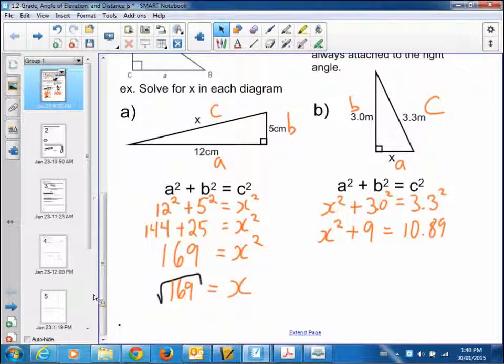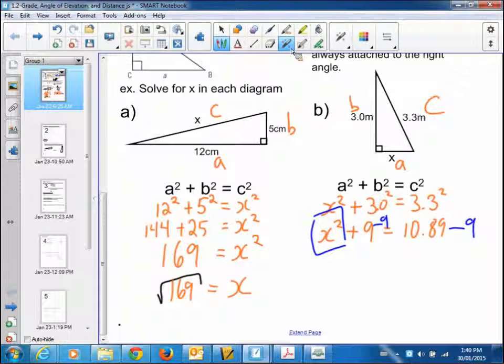Now, this is a little different than the other one. Do you see why? The x squared is mixed up with this number. If you're adding 9 to x squared, what's the opposite of adding 9? Subtracting 9. This is that algebra stuff. I want to get the x squared all by itself, so I'm going to say minus 9 here and minus 9 here. Then do the arithmetic on the right-hand side.